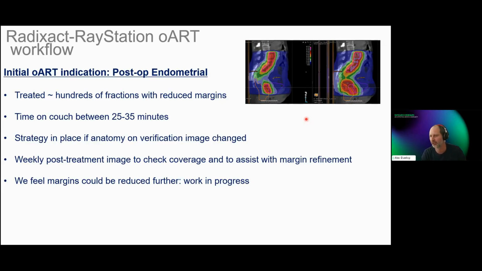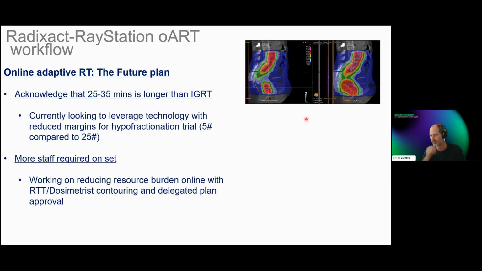And we're working on trying to refine our PTV margins as well, so we think they could go down. A couple of points here on the future plan for online adaptive radiotherapy. We have to acknowledge that even though we've made this quite efficient, it is longer than IGRT. But this is where we can leverage technology and improve treatment.